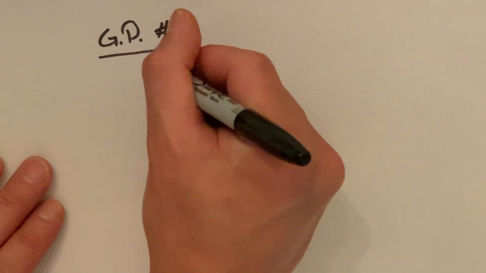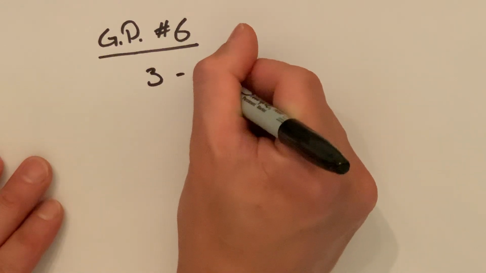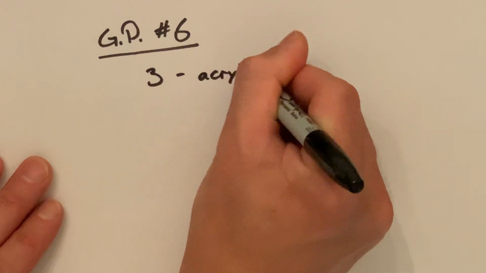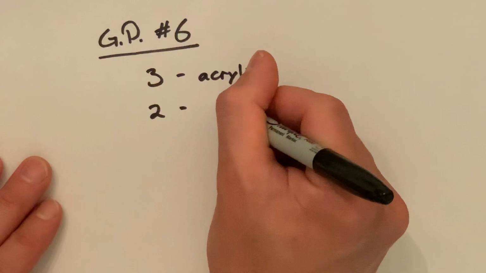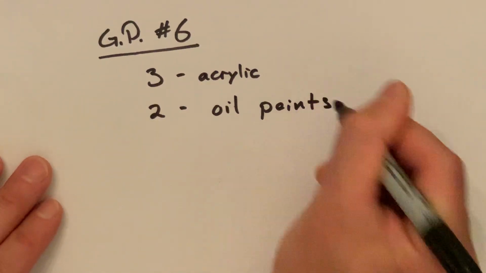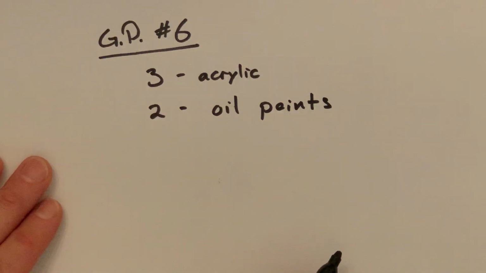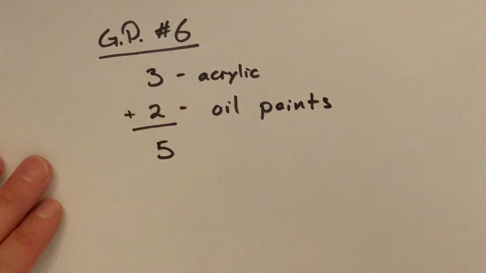It says the ratio of tubes of acrylic paint to tubes of oil paint in an art teacher's supply cabinet is 3:2. So 3 acrylic paints to 2 oil paints. If that's my ratio, how many would I have total? I'm going to add them up, and I would have 5 paints total.